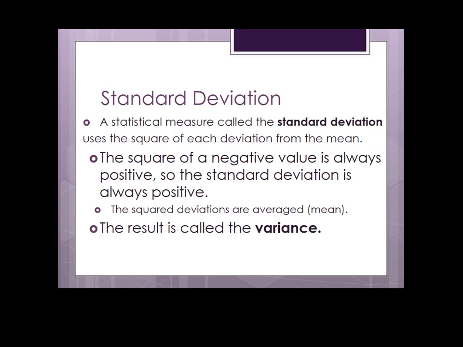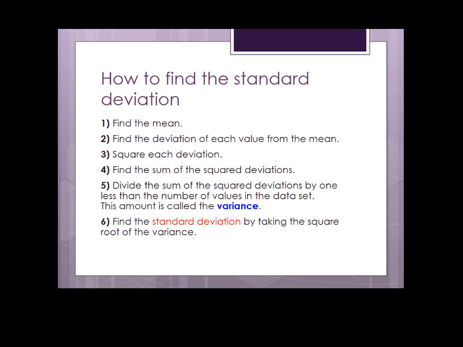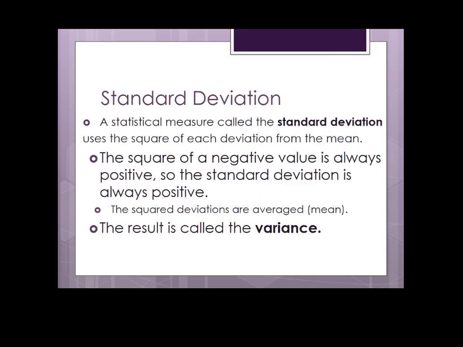Okay, so for standard deviation, you're going to do a couple things. So for standard deviation, you're going to first find the deviation. Let me tell you what it is first. A statistical measure using the square of each deviation from the mean. So you're going to take each data value and subtract the mean from that data value. That's going to give you each deviation.